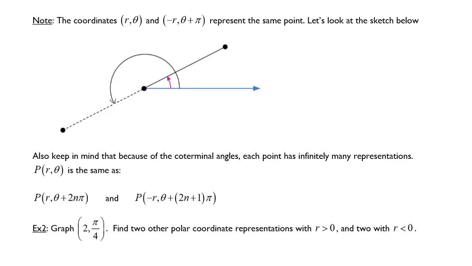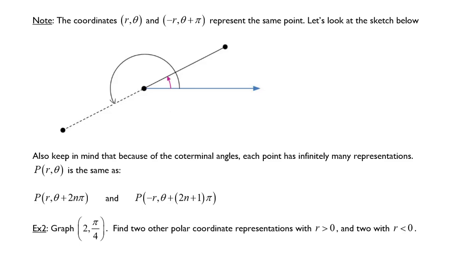Welcome back to part 2 on polar coordinates. Let's take a closer look at the different ways you can represent a point on the polar coordinate system. The coordinates r, theta and negative r, theta plus pi represent the same point.